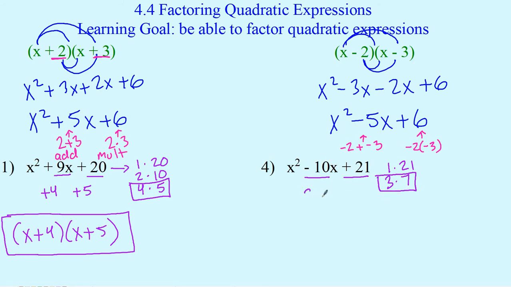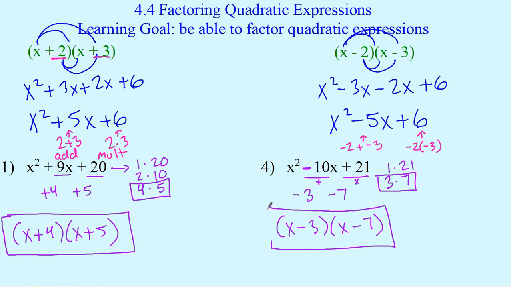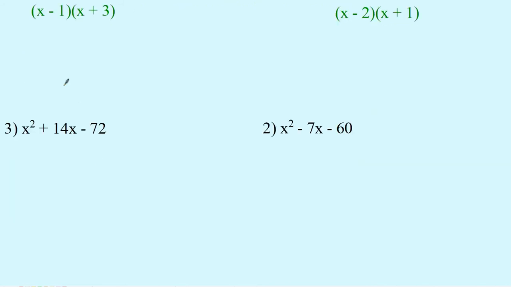Do we want to make it positive 3 and positive 7? Because that'll multiply to get positive 21. No, think about it. I need to make that negative 10. So I need negative 3 and negative 7. Then they'll both add up to negative 10 and multiply to get 21. So I should get x minus 3, x minus 7, because those numbers add up to negative 10 and multiply to positive 21. All right, so let's do the next one.